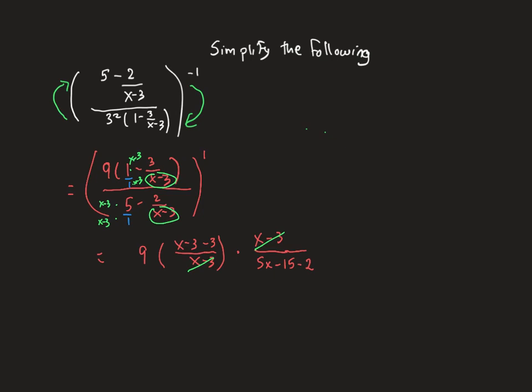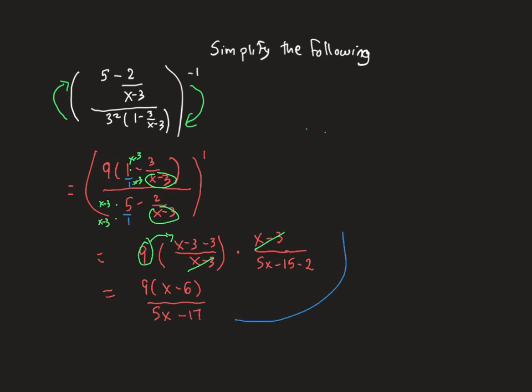Now, the reason why I can cancel that out while there is a bracket still is because the 9 is only going to apply to the top. Okay, so the bracket's only really on the top there. So that's going to give me, well, x minus 3 is x minus 6, divided by 5x minus 17.